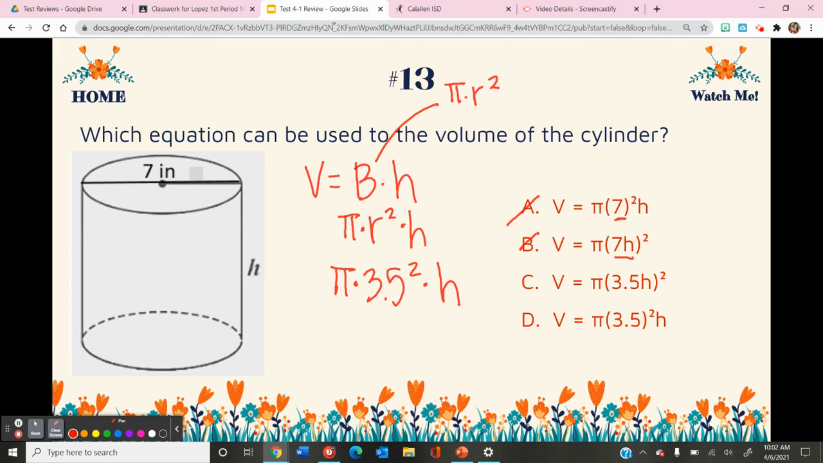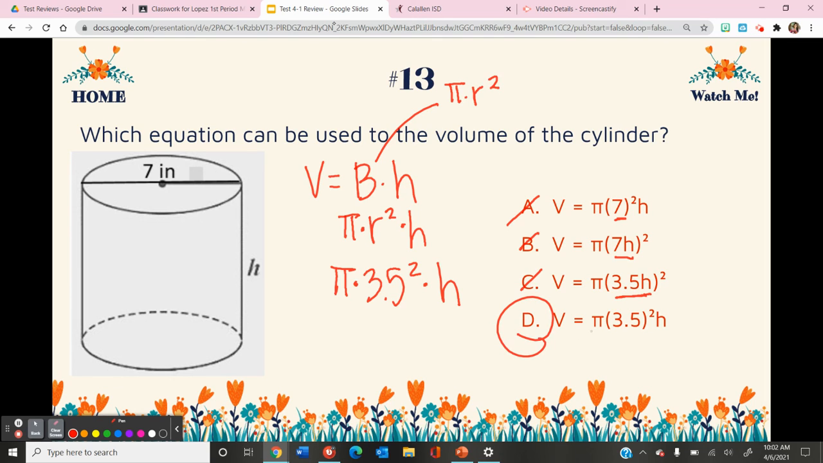But also the fact that they put 7 and H together, because they're telling you that you need to square H, and we do not square H. And then that is also why C is incorrect, because they have 3.5 times the height, and then they want you to square it. Again, you're only squaring the radius. You are not squaring the height.